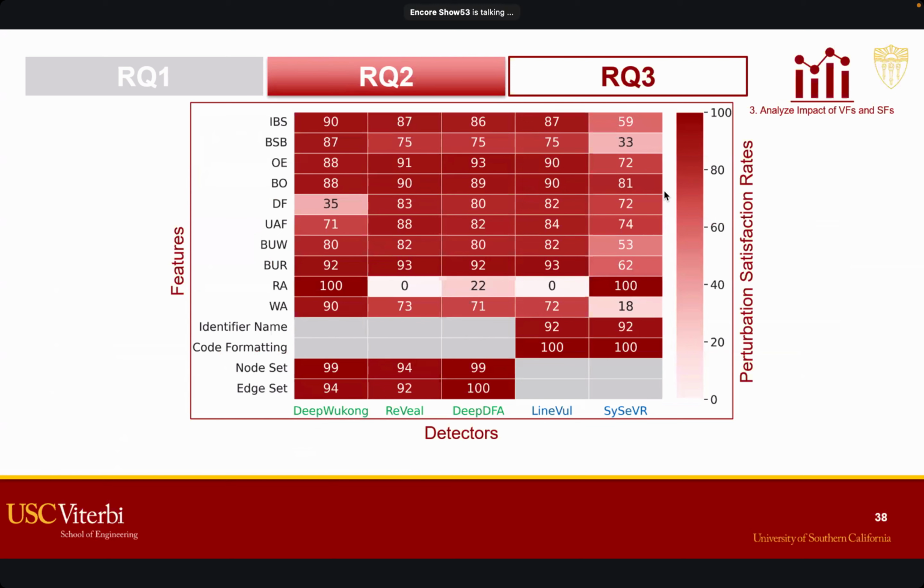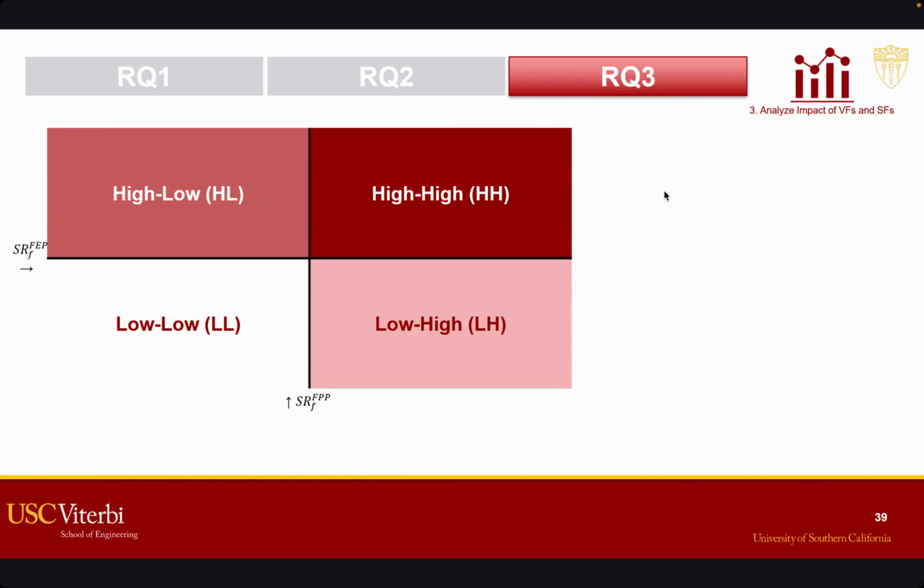To calculate the satisfaction rates, we drew this heat map, and the way you want to read this heat map is the darker the color of your cell, the better the satisfaction rate. And if you take a look, you'll see RA and WA, which are the sensitive API call vulnerability features. They're the ones that have the lightest shade of maroon, which means these are the features that the detectors struggle with the most. And lastly, we wanted to look at how the FPPs and the FEPs individually impact the detectors.